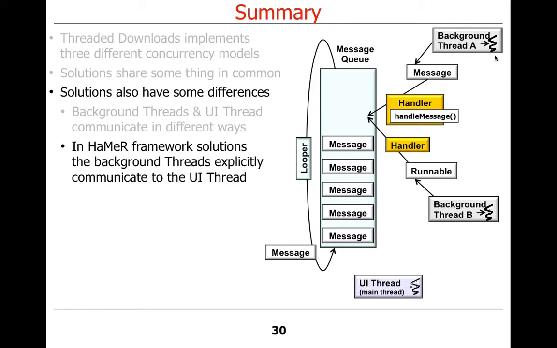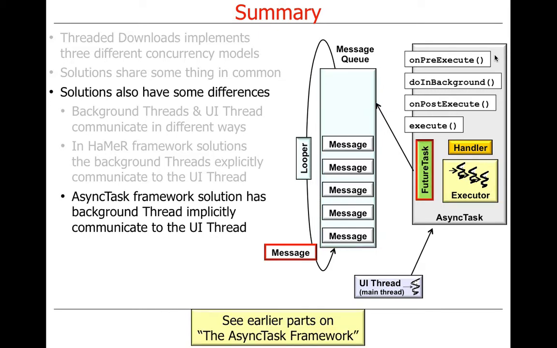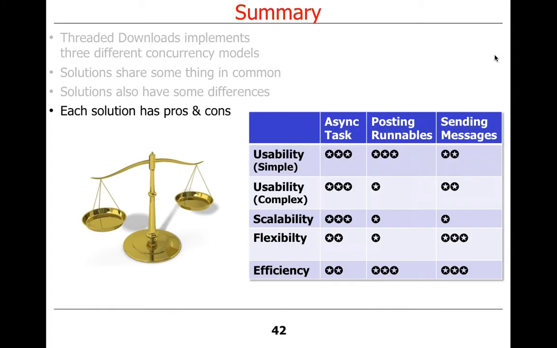In the Hammer framework, the background threads explicitly communicate to the UI thread. So the background thread will go ahead and send runnables and messages through handlers to the main thread, which then dispatches those things. The async task solution has background threads implicitly communicate to the user interface thread. You don't have to do it directly, and that's because it's done for you by the magic of the framework implementation, which does it through all these different hook methods that get called back with future tasks and worker runnables and that kind of stuff.